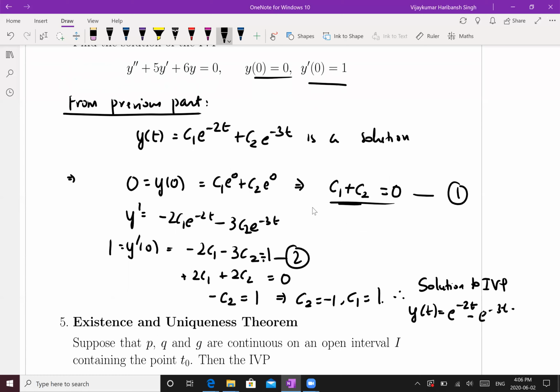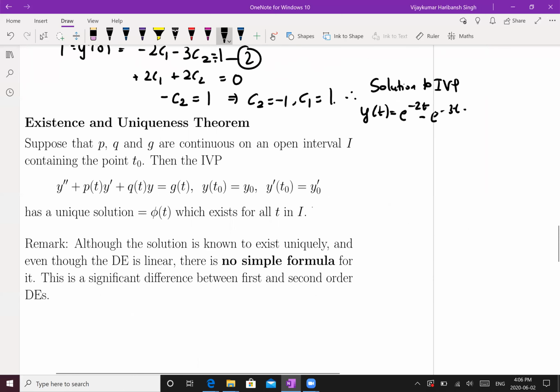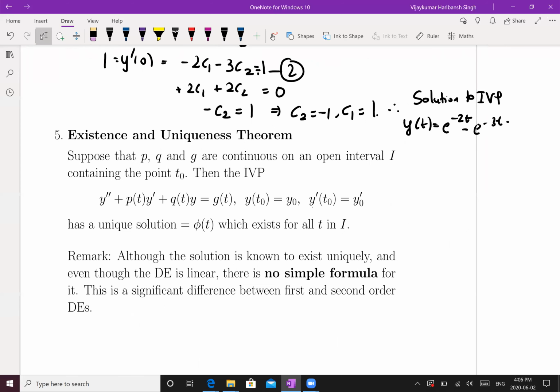All right, so once you have the solution, it makes sense to ask, is the solution unique? For that, we'll have a discussion about the existence and uniqueness of the solution again.